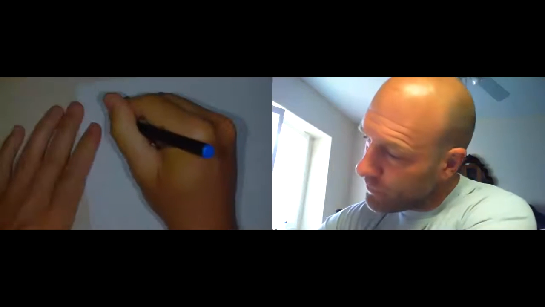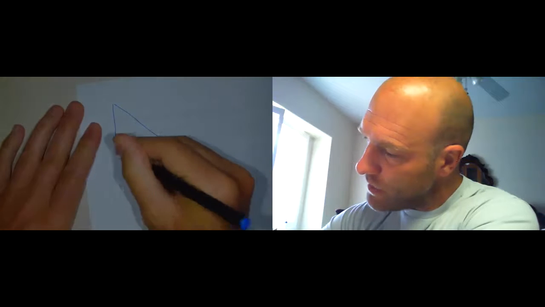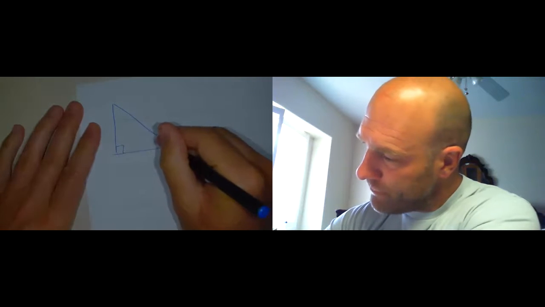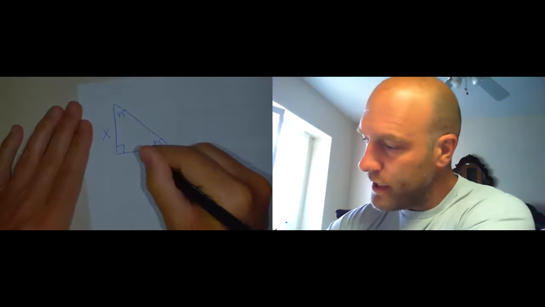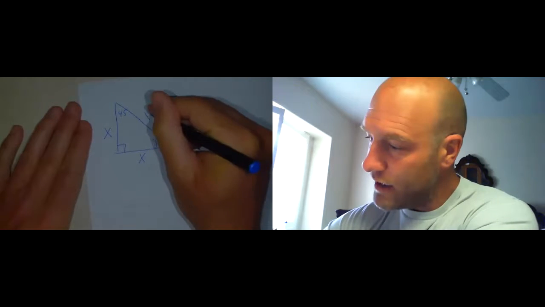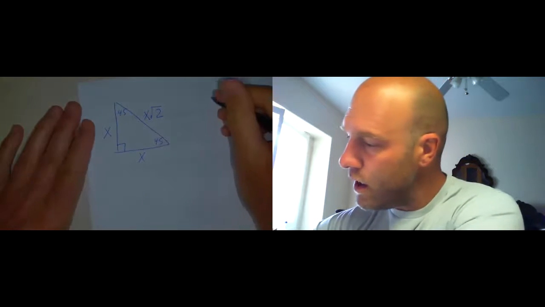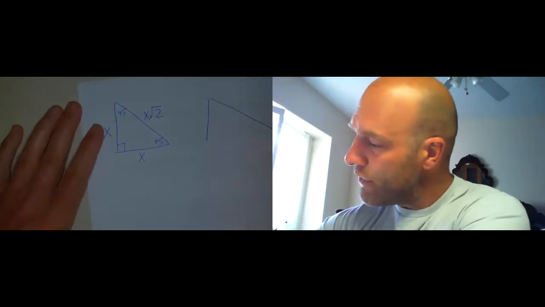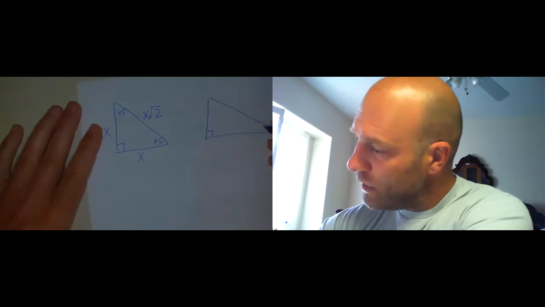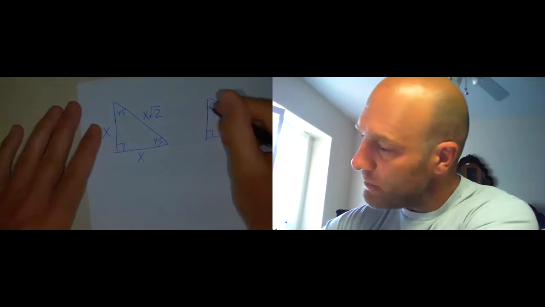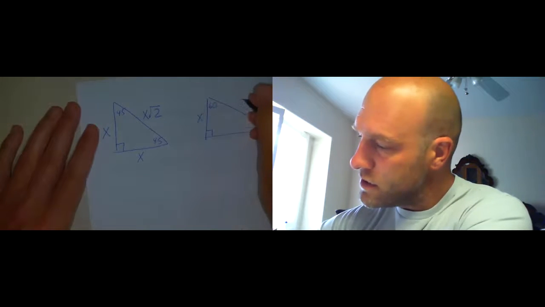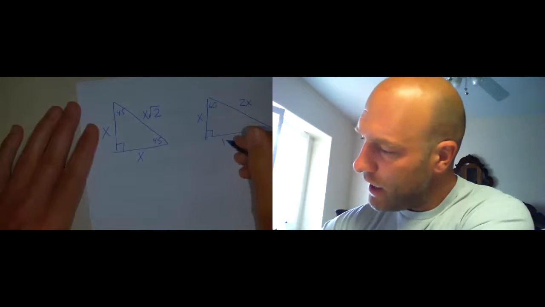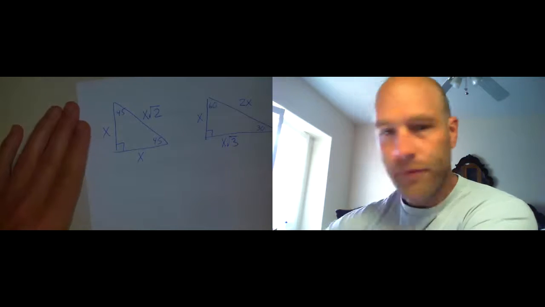The other two are the 45, 45, 90, which is the only isosceles right triangle out there. Basically, it always looks like x, x, x square root 2. Or the 30, 60, 90 triangle, which is probably the most famous of the bunch. And it looks like x, 2x, and x square root 3.